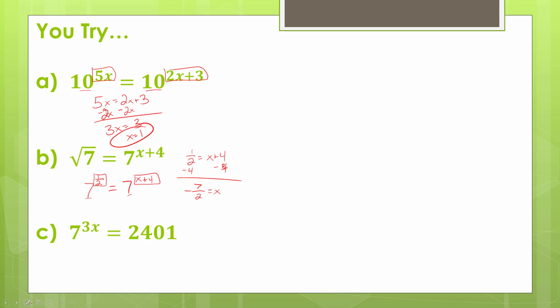Now, this is not the only way to solve this particular problem. You can also recognize, hey, that's a square root, a radical. I can square it. Well, the square root of 7 squared is square root of 7 times square root of 7, which is the square root of 7 times 7, which, lo and behold, is simply just 7. That is equal to 7 to the x plus 4, and what we do to one side, we have to do to the other side, we square it.